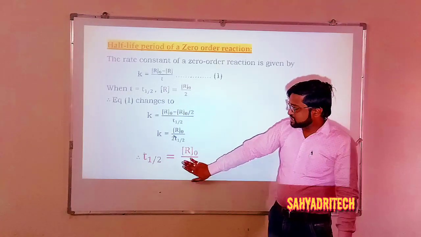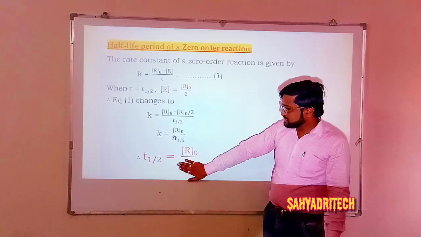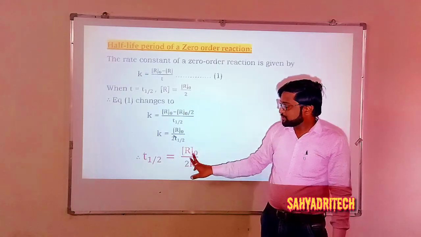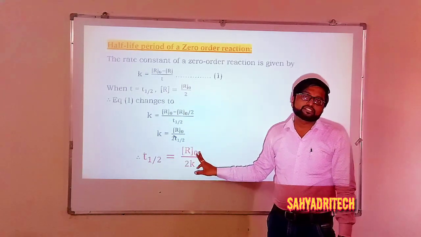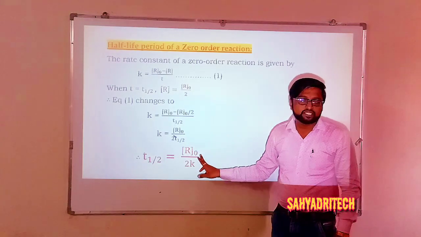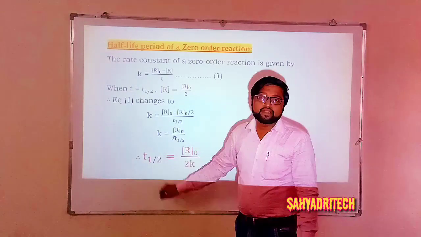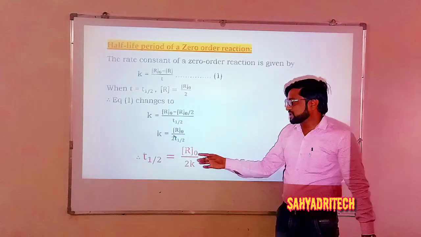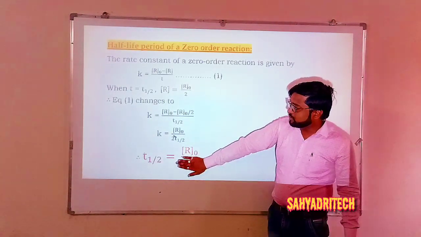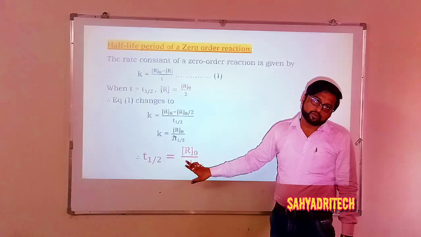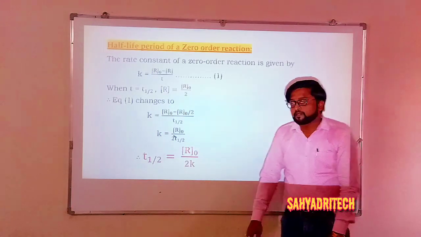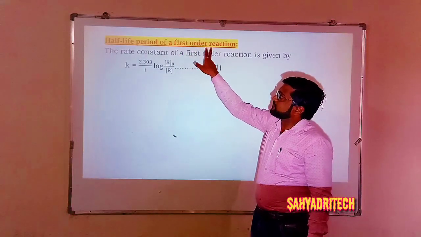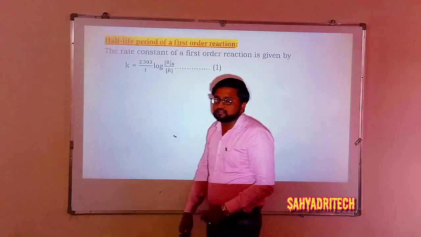Now K is a rate constant, a constant. If you remove these two constants, what is the relation? The half-life period is directly proportional to the initial concentration of a reactant, which indicates the half-life period of a reaction depends on the initial concentration of reactants. Both are directly proportional. Okay. Well, coming to the next one, the half-life period of a first order reaction.